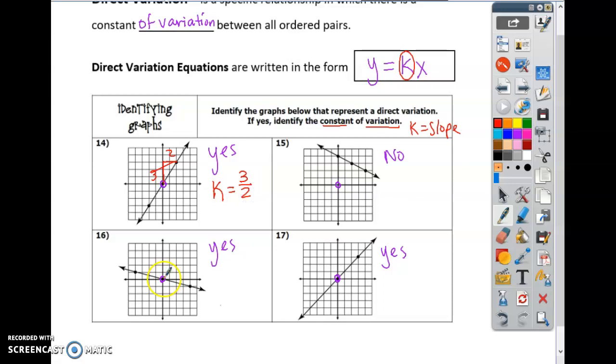Okay? Right here, it's going down 1 and over 1, 2, 3, 4. So it's a minus 1 over 4. That's my k for this one. K equals. This one also has a slope, but we don't have to identify it because it wasn't going through the origin. So because it's not a direct variation, the constant of variation doesn't matter for this one. And then here, we're going up 3 over 3. So my k equals 3 over 3. And 3 divided by 3 is 1.